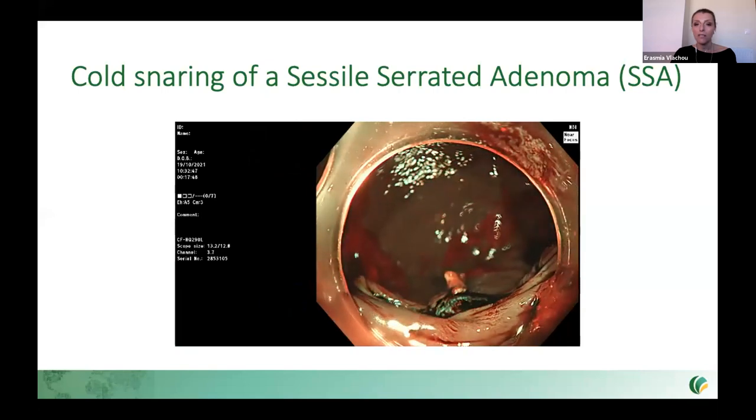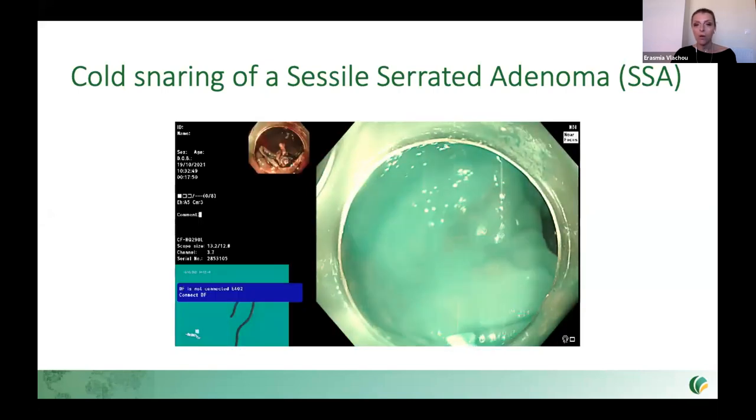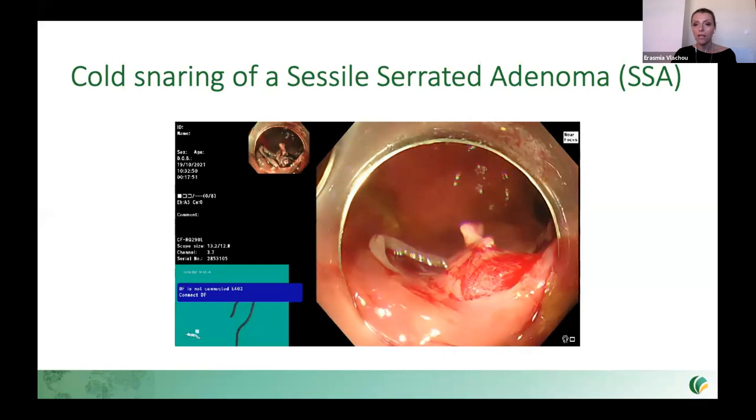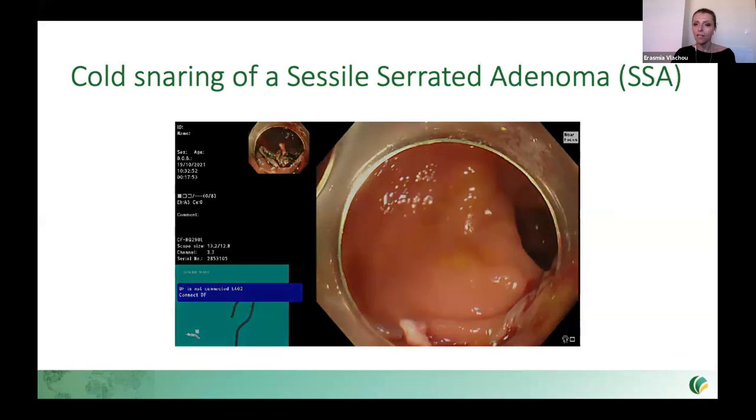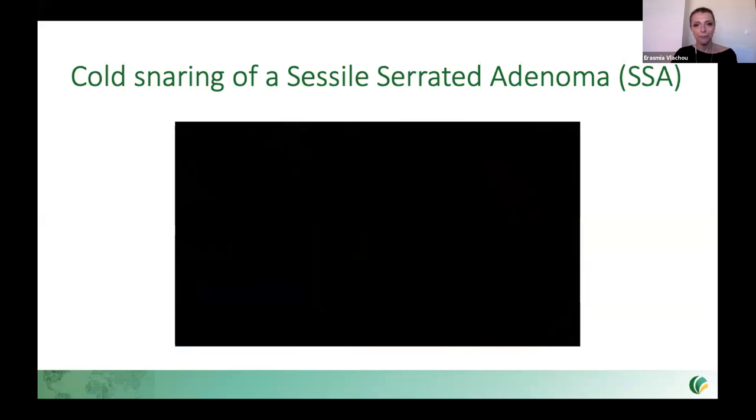And this is what the resection site looks like. We can observe the minimal oozing, as well as this whitish cord that is protruding from the site that we will be discussing later.